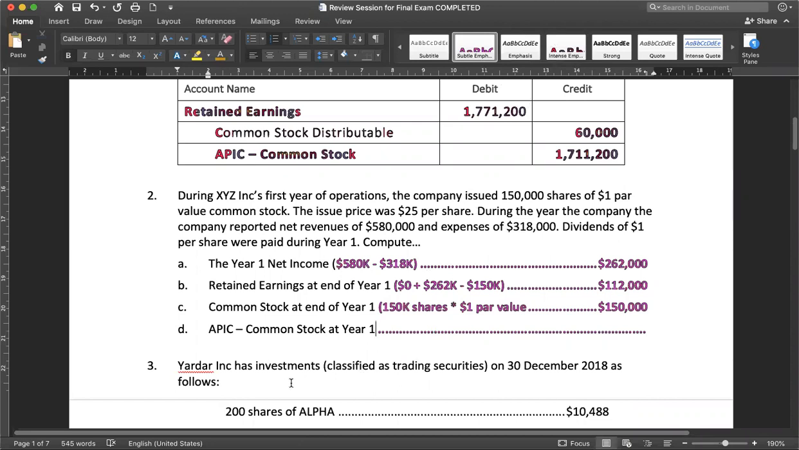And then the additional paid-in capital will be still 150,000 shares, but now it's going to be multiplied by $25, which was the issue price, minus $1, which was the par value. And that is going to be equal to 150,000 times 24, or $3,600,000. All right, I'm going to pause for a second. Do you have any questions? You can send it to me on the chat, or you can unmute yourself and ask a question out loud.